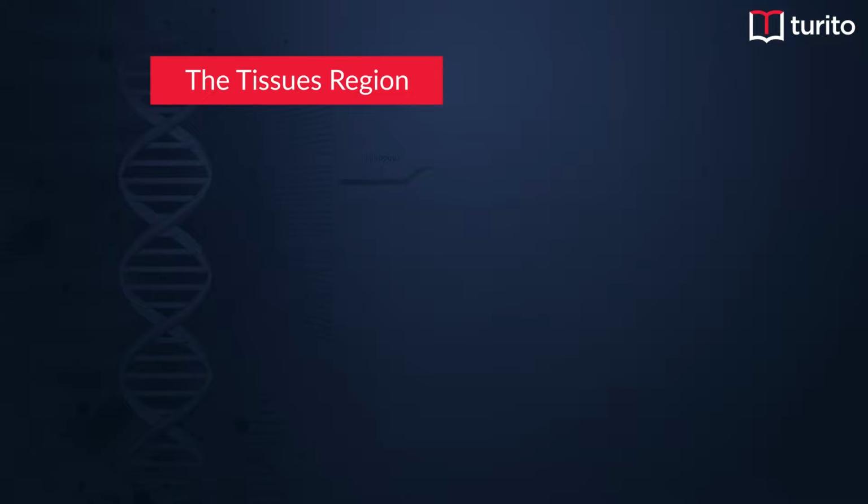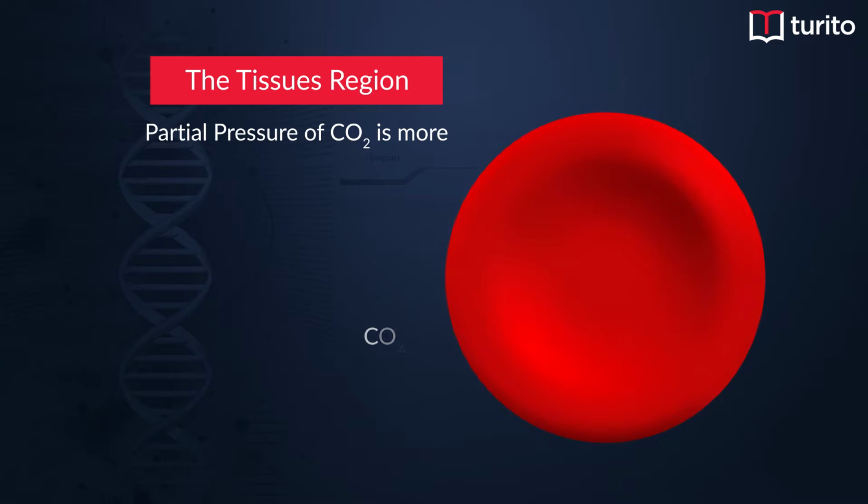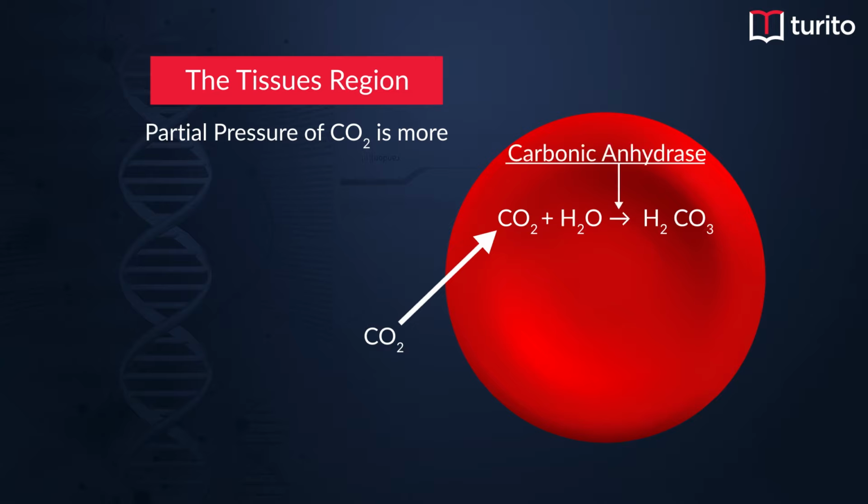Near the tissue region, the partial pressure of carbon dioxide is more, since the tissues release carbon dioxide out of respiration. The carbon dioxide that is entering into the blood by diffusion moves into the red blood cells and reacts with water to form carbonic acid. The carbonic acid, being unstable, splits into bicarbonate ions and protons.